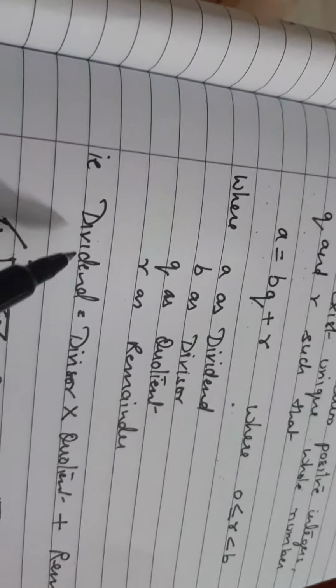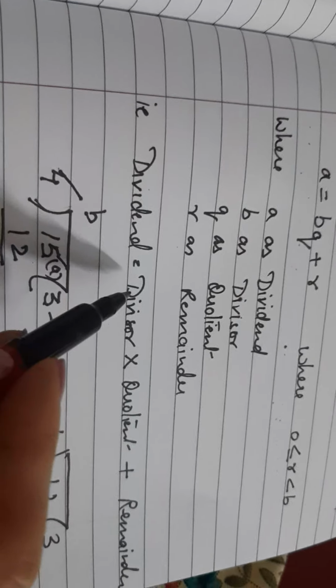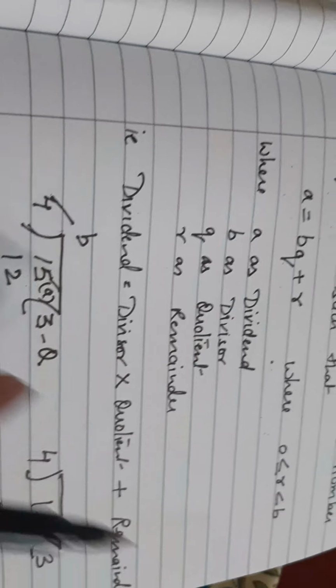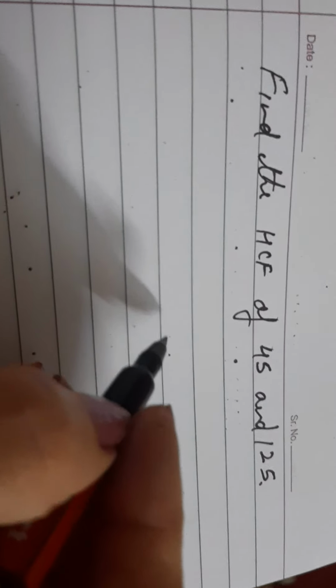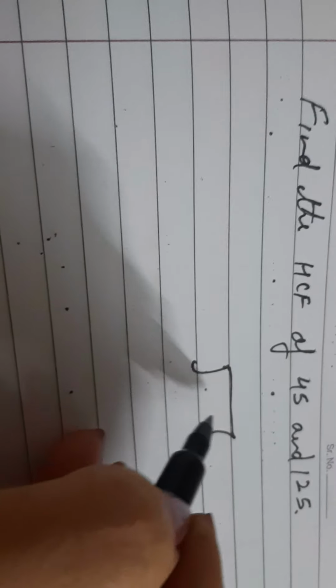Now this step, which is given by Euclid, we are going to use to find out the HCF of two numbers. How are we going to find out the HCF of two numbers? Let me take an example. Suppose we need to find the HCF of 45 and 125. You already did the division method of the HCF in the previous class. Let me revise that method again. What is that? Bigger number inside, 45 outside.